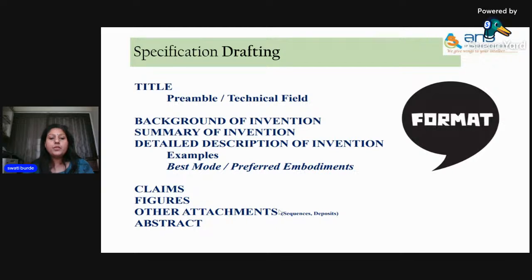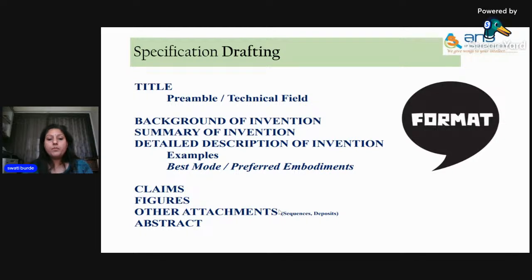And in the detailed description, we will describe our invention in the best possible manner. All the embodiments we have to explain, the working of the embodiments with respect to drawings, and an explanation of the drawings. And if there are various formulations, then by way of examples, we can explain all the possible embodiments, or examples, as we also call them. And the best mode is also very important as per the Indian laws.